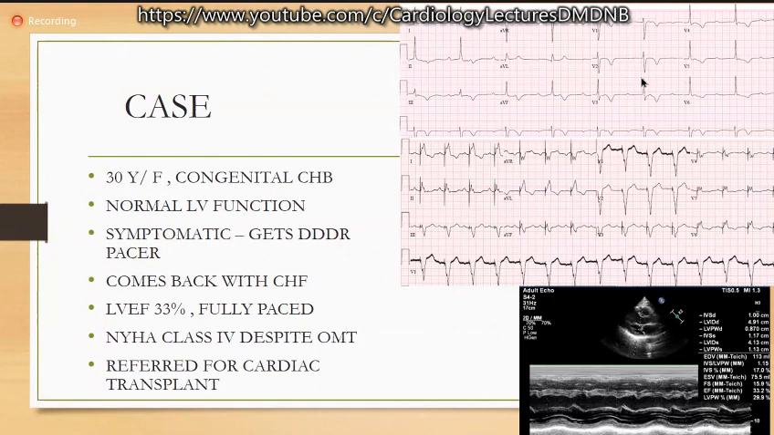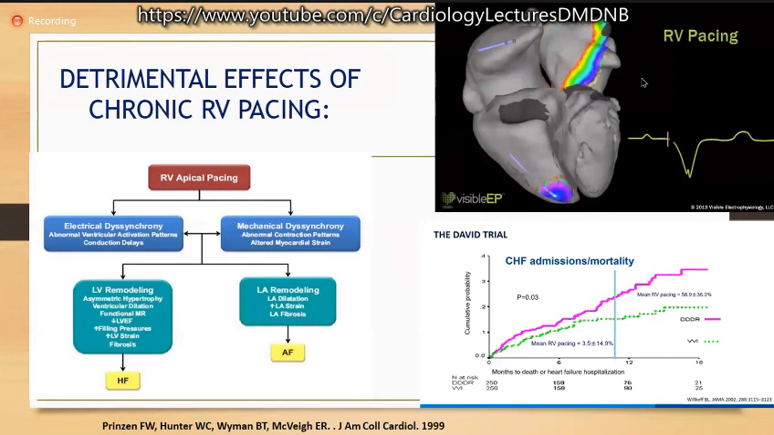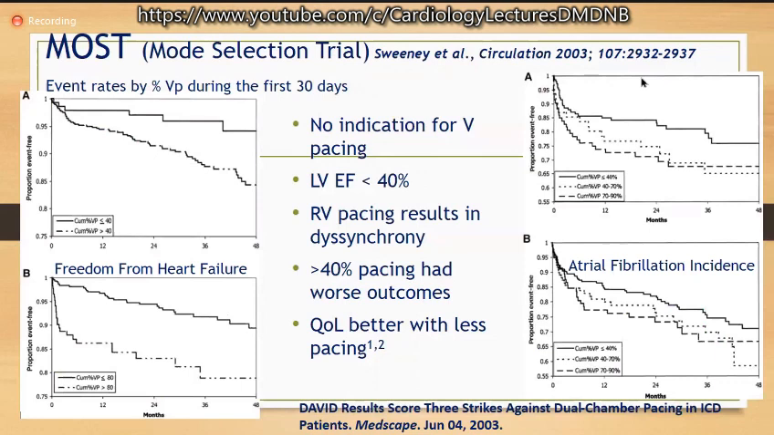So we all know the detrimental effects of chronic RV pacing. Typically what we talk about when we say chronic RV pacing is RV apical pacing. It induces electrical dyssynchrony and subsequent mechanical dyssynchrony, which leads on to LV remodeling, left ventricular dilation, functional mitral regurgitation, progressive decline in the LV ejection fraction, increase in the LV fibrosis, and later on leads on to heart failure. It also leads on to LA remodeling and thereby subsequently an increased incidence of atrial fibrillation.